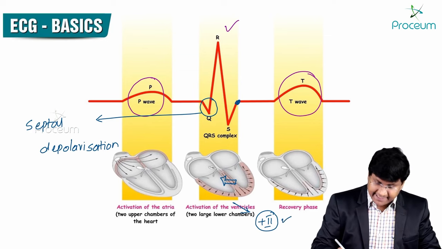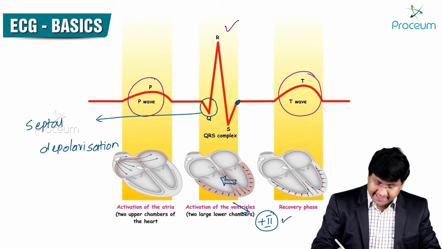Subsequently, you see here the R wave. How is your R wave? The R wave is a positive wave. Why? I'll tell you. The R wave is due to ventricular wall depolarization. So what you should remember is, the direction of ventricular wall depolarization is towards the electrode. So when the ventricular wall depolarization direction is towards the electrode, you will have a positive wave. Then, you take the S wave. The S wave is again a negative wave. Negative wave means what? The direction of depolarization should be away from the electrode.